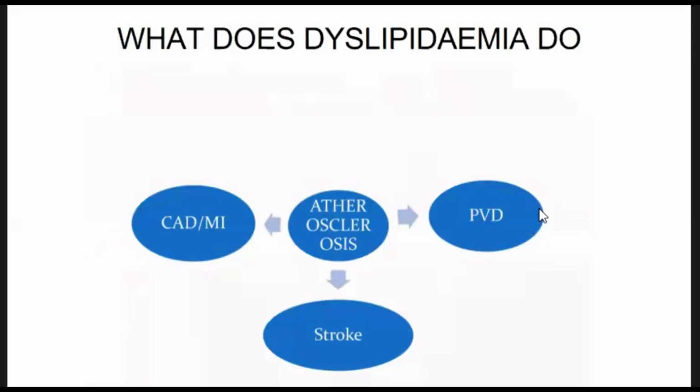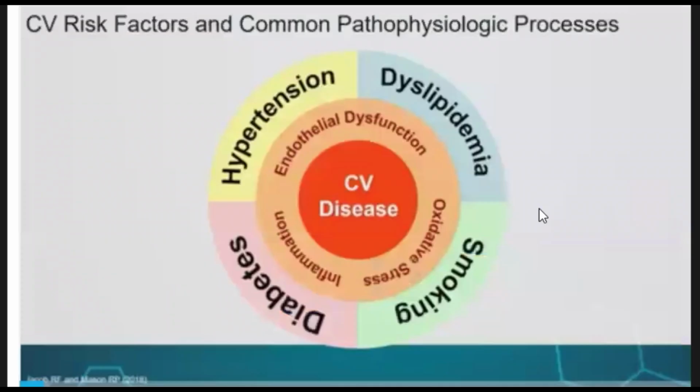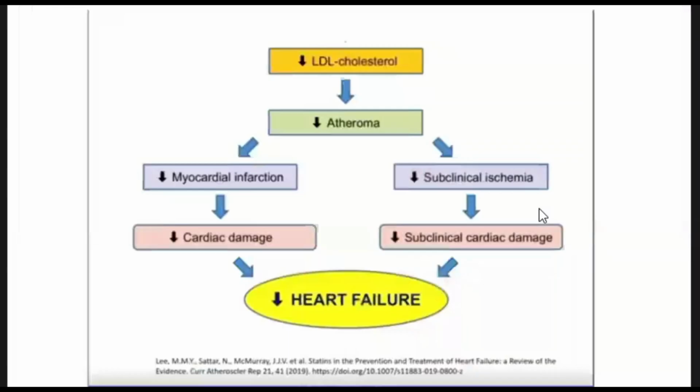Okay, what does dyslipidemia do? It causes atherosclerosis. What does atherosclerosis do then? It either ends up as coronary artery disease or peripheral vascular disease or a stroke. So now the common and popular term is inflammation. So everything is about inflammation. When there are risk factors like dyslipidemia, diabetes, smoking and hypertension, they cause inflammation in the body. That inflammation causes oxidative stress and endothelial dysfunction. That ultimately ends up as cardiovascular disease.